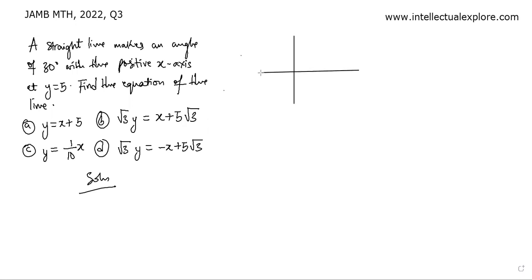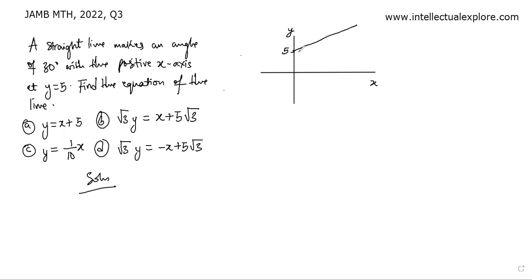Okay. This is our x-axis, and this is our y-axis. So they say that a straight line makes an angle of 30 degrees. So at y equals 5. Okay, let's assume this is where our y equals 5 is. Okay, and this is our straight line.